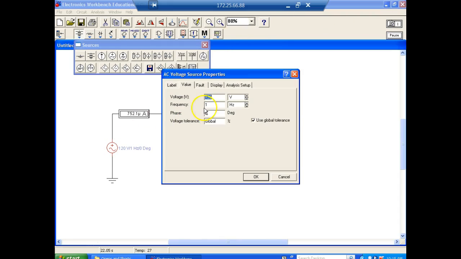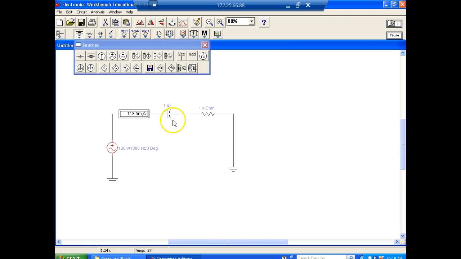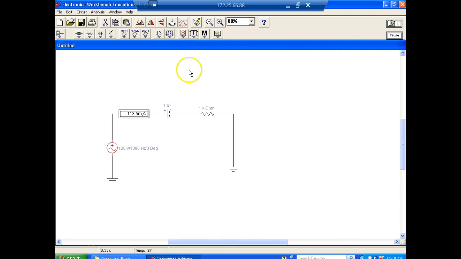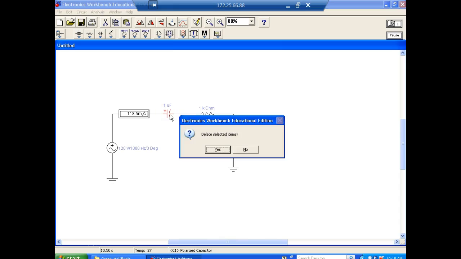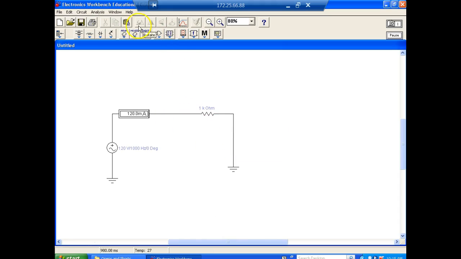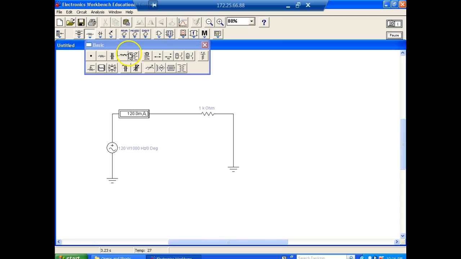So let's go up to 1,000 hertz. What should happen? The total current in the circuit should go up, right? Because the capacitor drops less voltage. See that? Isn't that neat? Now what happens when I come over here and put an inductor into my circuit? Let's find the inductor. Here it is right here. It's going to do exactly the opposite. If I can get it in there. It didn't want to go in. Normally it just goes in there.